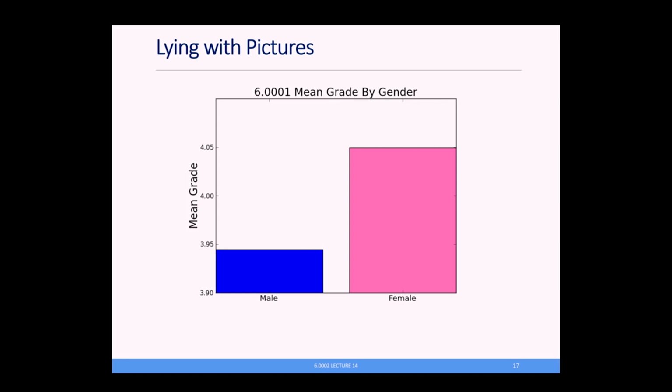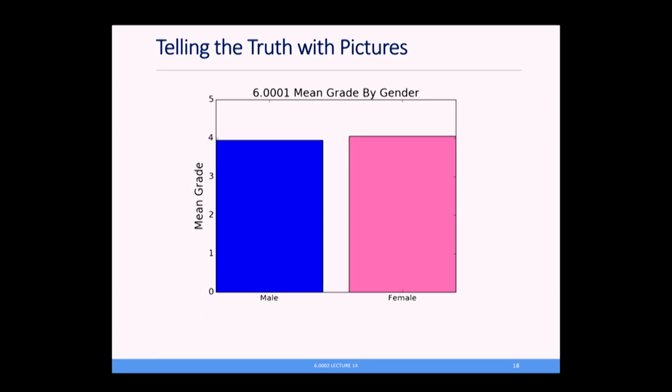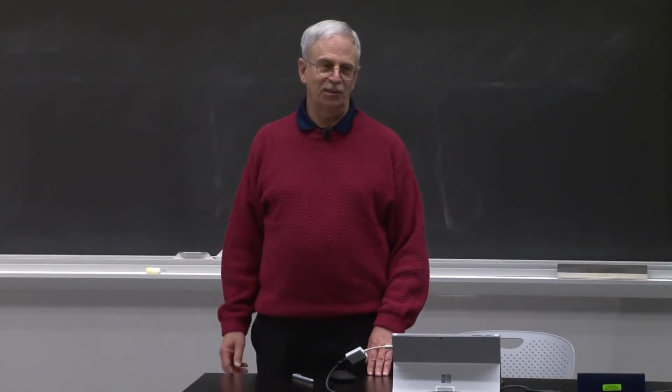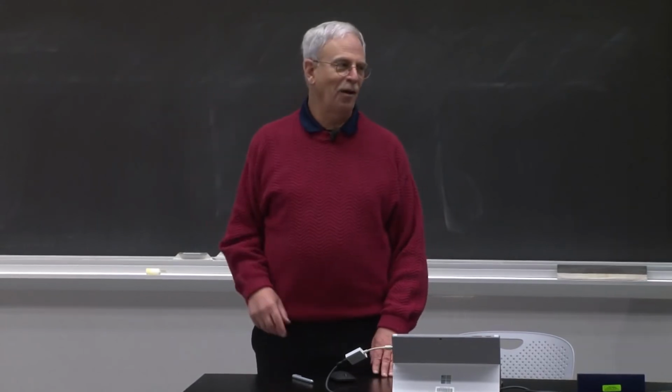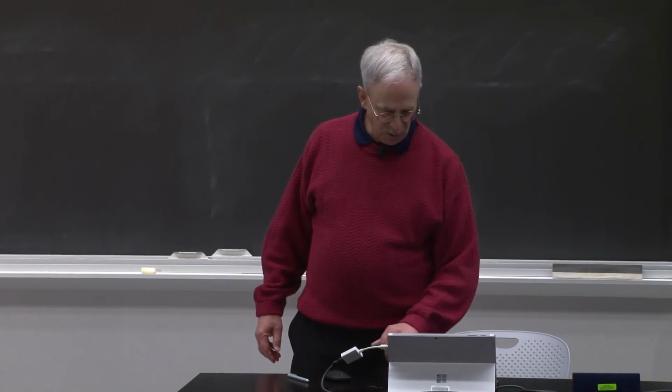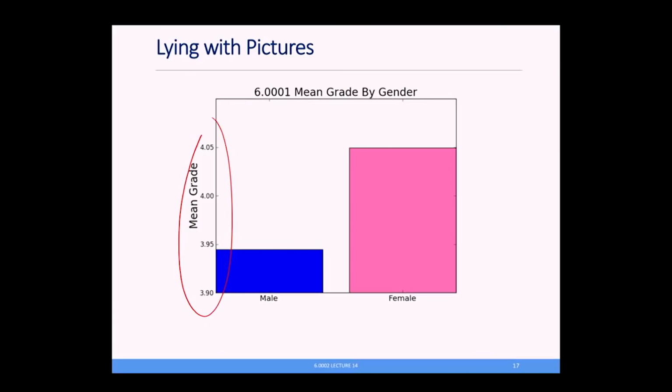But in fact, if you look carefully, you'll see that's not what this chart says at all. Because if you look at the axis here, you'll see that actually there's not much difference. Here's what I get if I plot it from 0 to 5. Yeah, the women did a little bit better, but that's not a statistically significant difference. And by the way, when I plotted it last year for 60002, the blue was about that much higher than the pink. Don't read much into either of them. But the trick was here, I took the y-axis and ran it from 3.9 to 4.05.